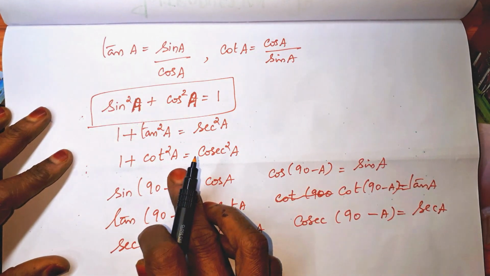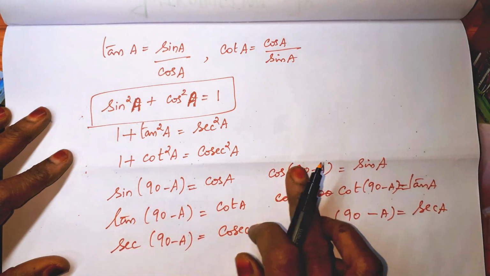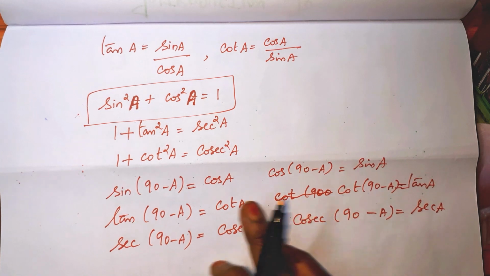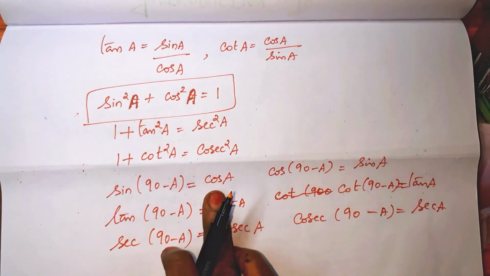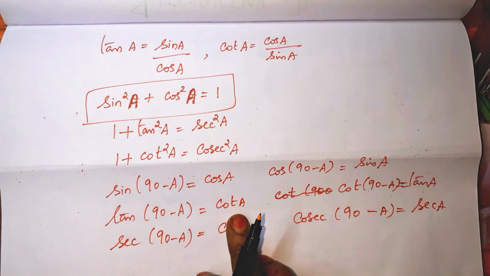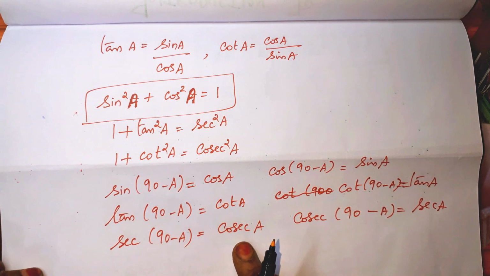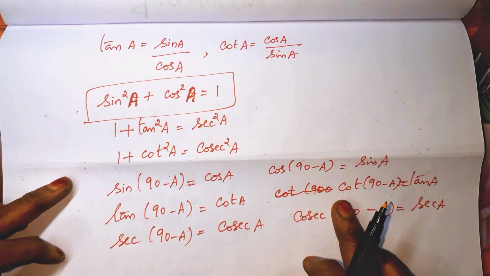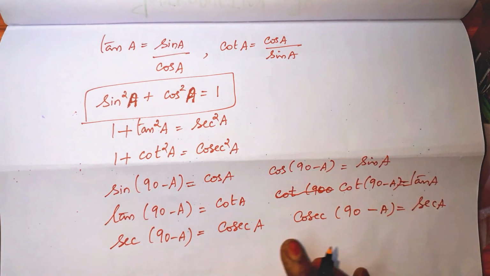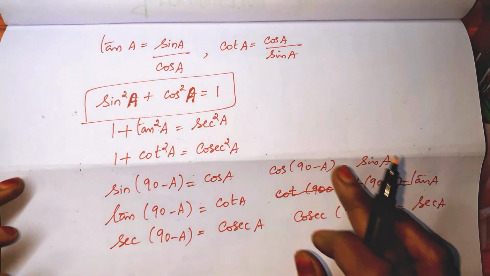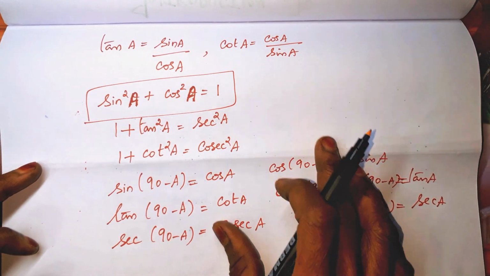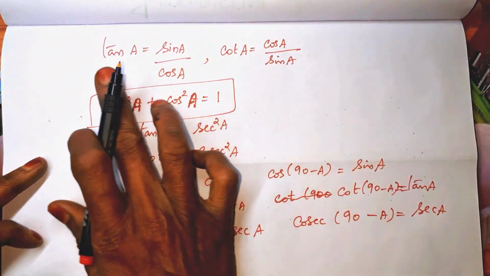So these formulae we will use in the problems, and these other things are not in your syllabus. Complementary angles: sine of 90 minus A is equal to cos A, tan of 90 minus A equal to cot A, secant of 90 minus A equal to cosecant A, cos of 90 minus A equal to sin A, cot of 90 minus A equal to tan A, and cosecant of 90 minus A equal to secant A. I have just written these formulae, but they are not in our syllabus. Only this you have to study.